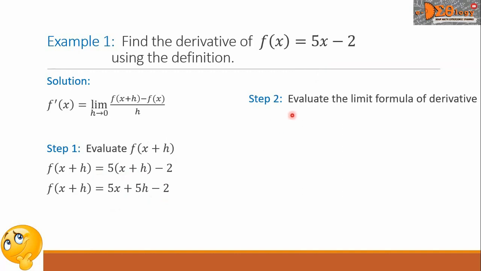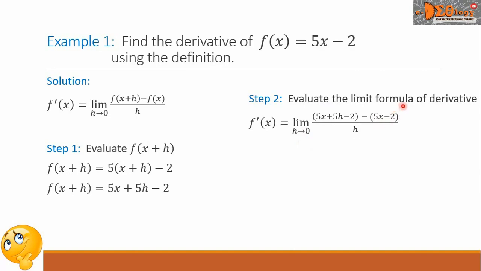For step 2, let us now evaluate the limit formula of derivative. So we write here f prime of x equals the limit of 5x plus 5h minus 2. This comes from our step 1, and this is our f of x plus h. Then minus f of x. This is the given function, the 5x minus 2. So we write it here, all over h, as h approaches 0.